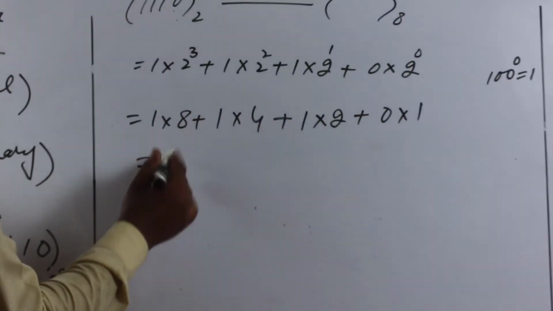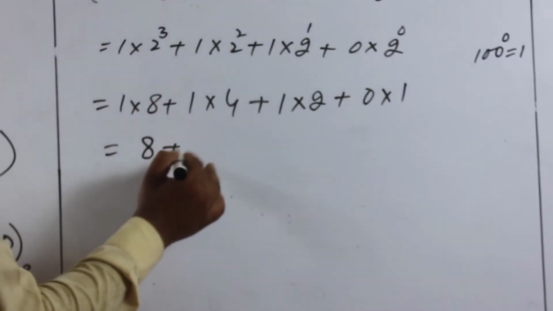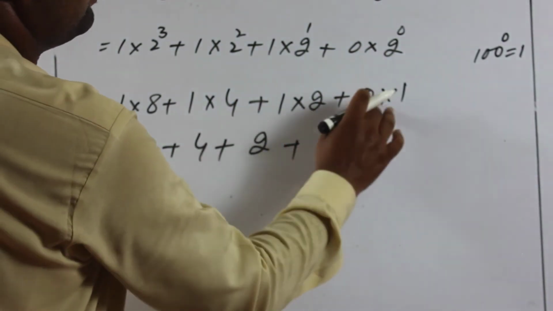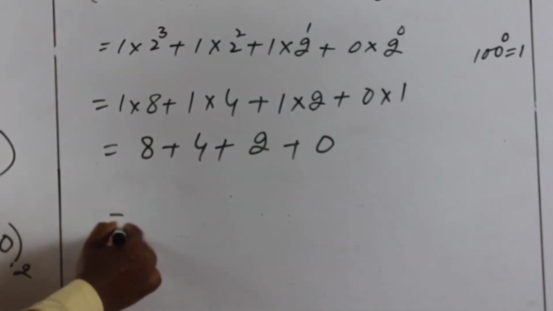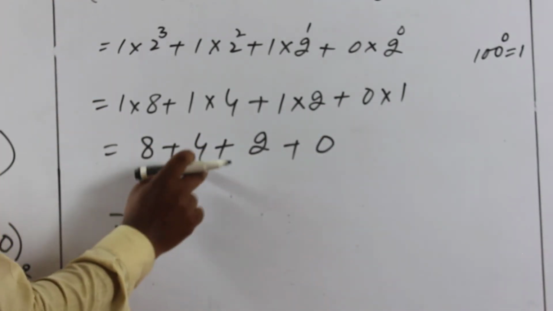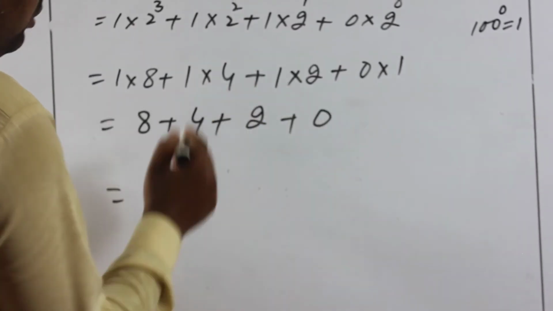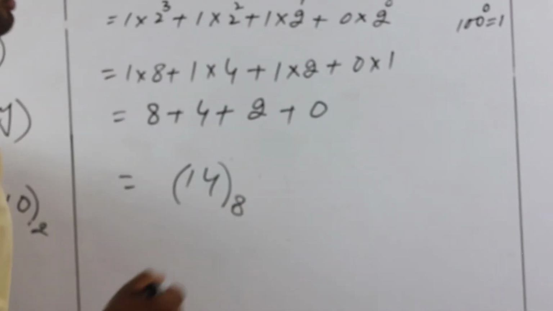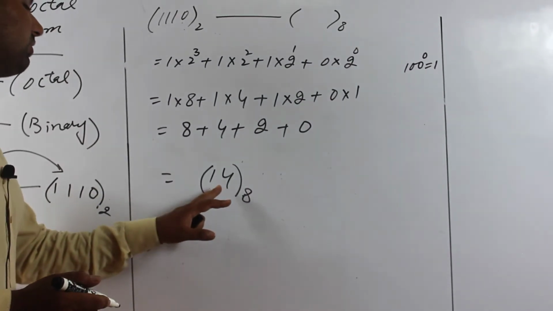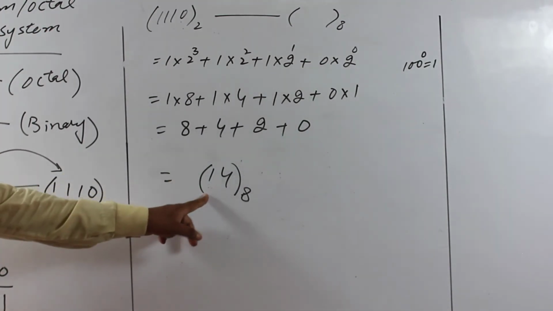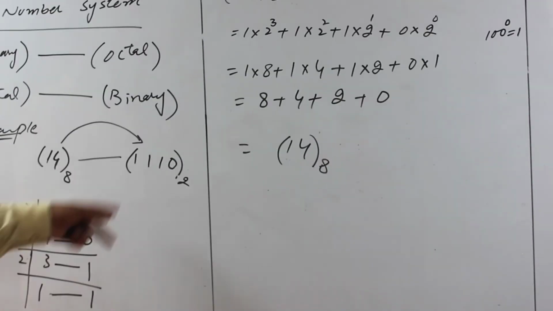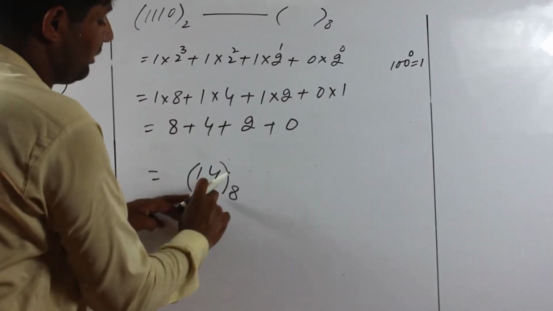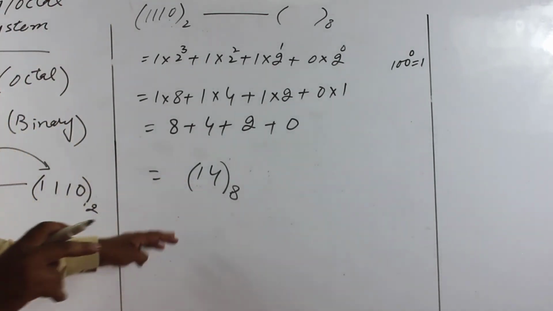Now solve this. 8 1s are 8, plus 4 1s are 4, plus 2 1s are 2, plus 0 1s are 0. Add the 4 terms: 8 plus 4 is 12, 12 plus 2 is 14, 14 plus 0 is 14. This is the conversion into the octal number system. When we adopt the factorization method, it converts into binary digits. When the binary is expanded, it converts into the octal number system. Thanks.